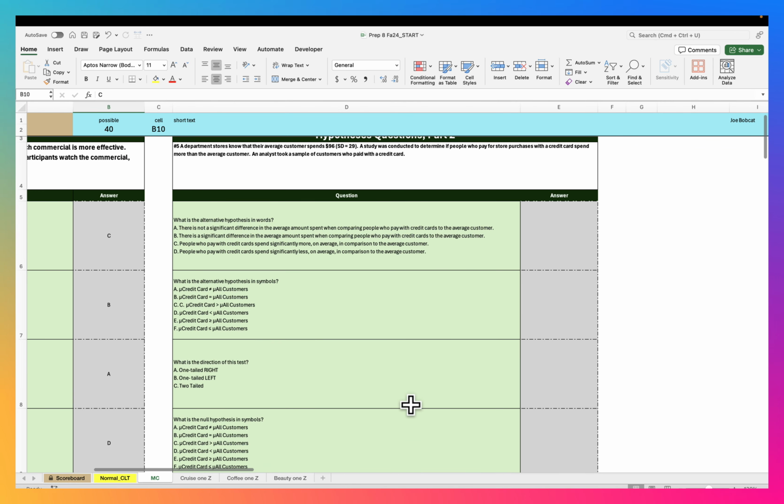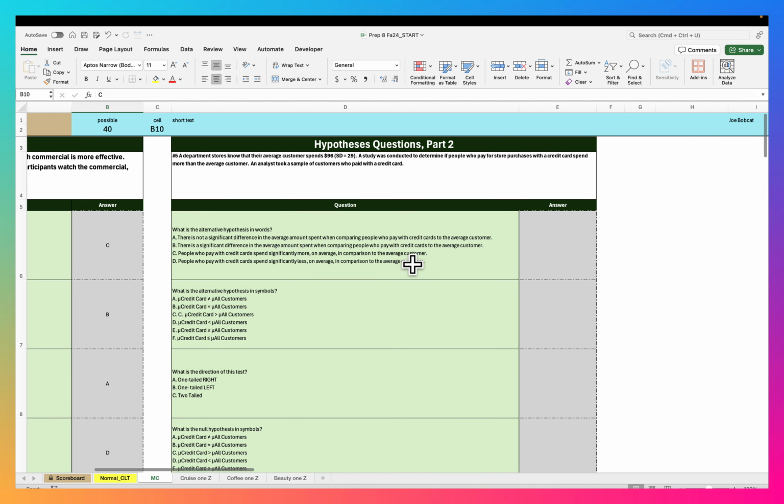All right, so let's look over here where we actually are looking at a one-tail test, a directional test. This is when we actually have an inkling that one is bigger than the other, better than the other, greater than the other, something like that. Okay, so a department store knows that their average customer spends $96 with a standard deviation of $29 average spend. A study was conducted to determine if people who pay for store purchases with a credit card spend more than the average customer. An analyst took a sample of customers who paid with a credit card.